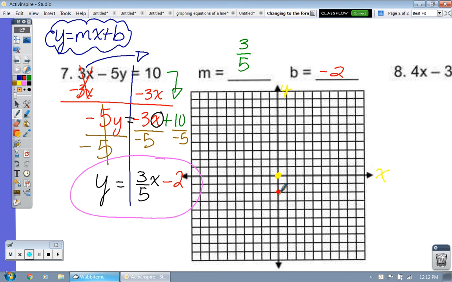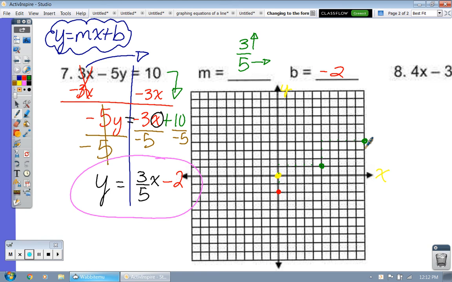And our slope is going to tell us how to build them. We're going to go up 3 because it's positive, and to the right 5. So let's go up 3. 1, 2, 3, and to the right 5. 1, 2, 3, 4, 5. Boom, put a step or a point. 1, 2, 3, up, over 5. 1, 2, 3, 4, 5. Boom, we'll put another point.